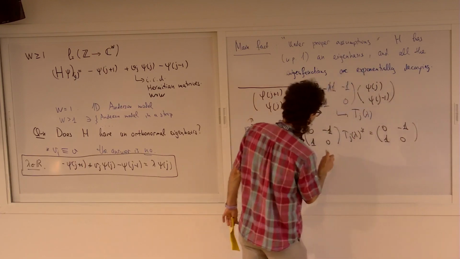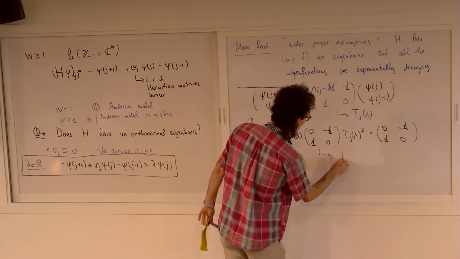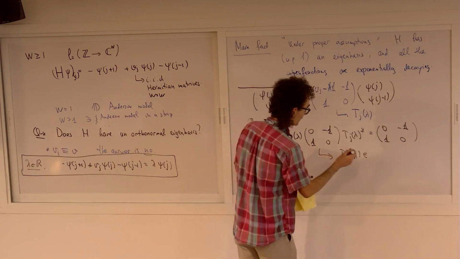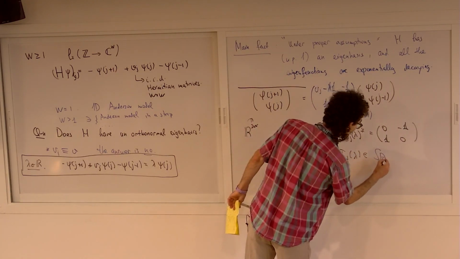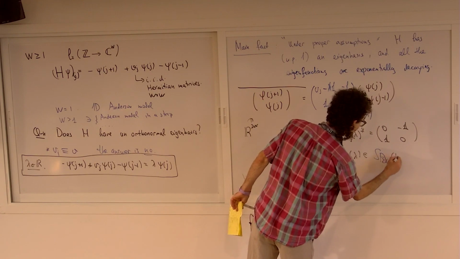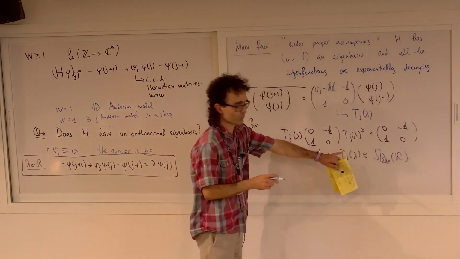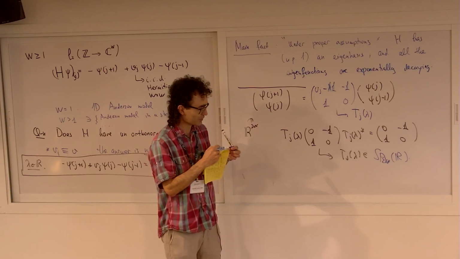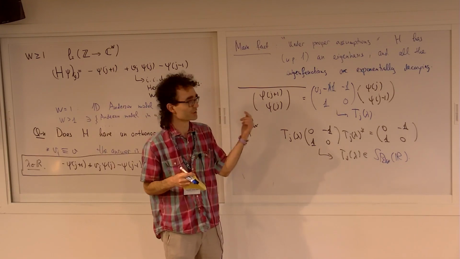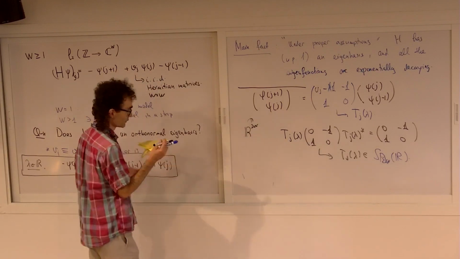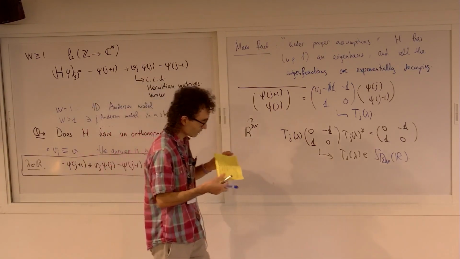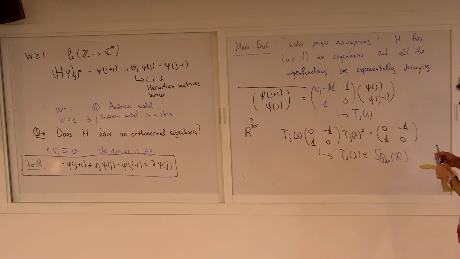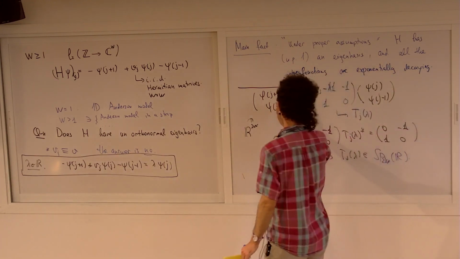Which means, in fancy language, that Tj lies in the symplectic group. Again, for W equals 1, this is just the special linear group. And this is an important point: it's somehow a reflection of the fact that the operator is self-adjoint. Therefore, we can continue this equality.